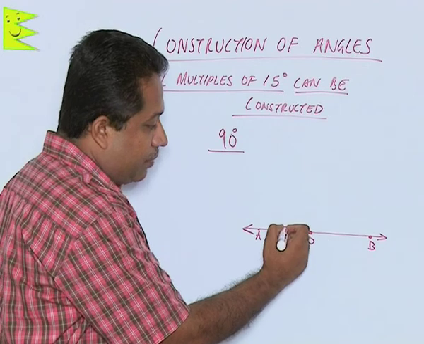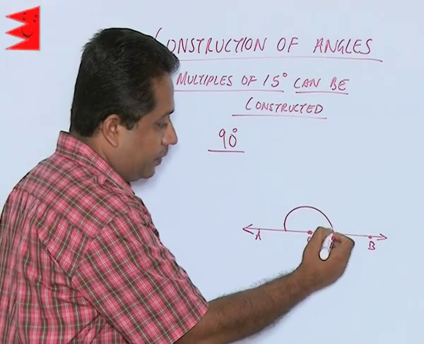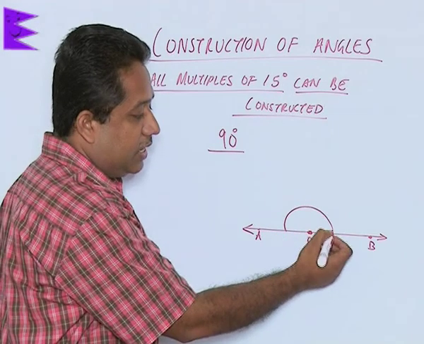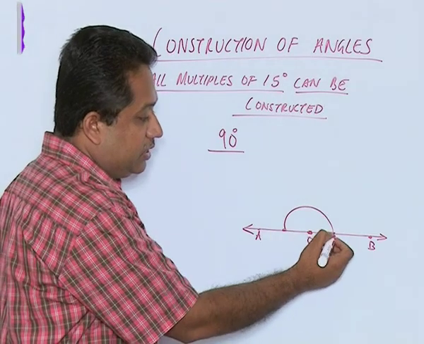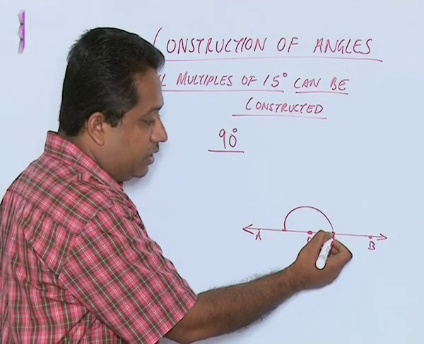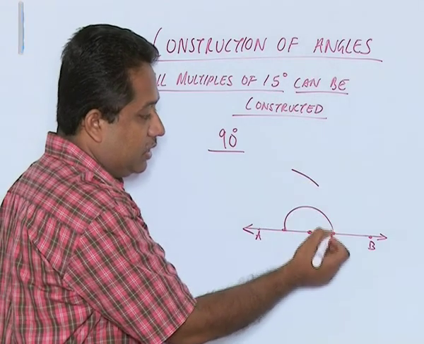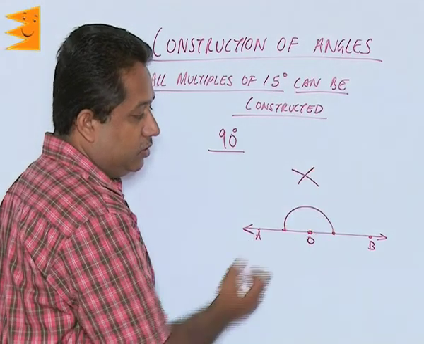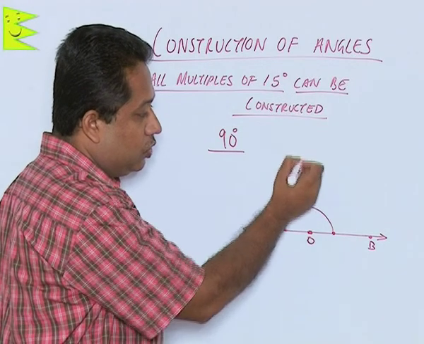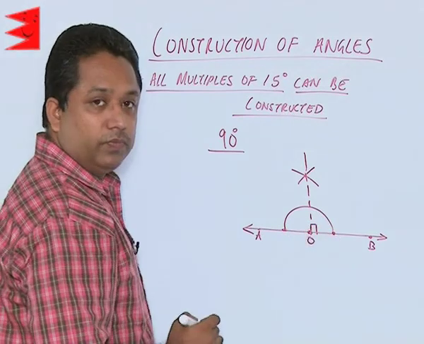Now keeping the compass here, you are going to take any radius and draw an arc. From point O, taking any radius, we will draw an arc. So we get 2 points on the line. Taking any radius now from this point and this point, you are going to cut arcs. So one arc from here and one arc from here. This point of intersection of the two arcs will be joined to O. So this becomes 90 degrees.